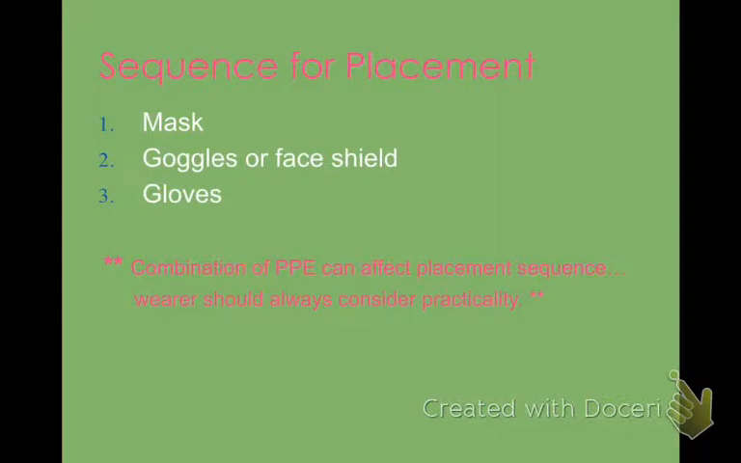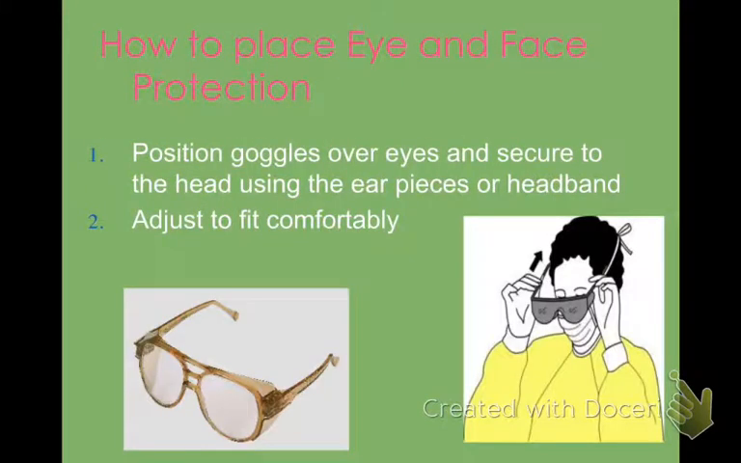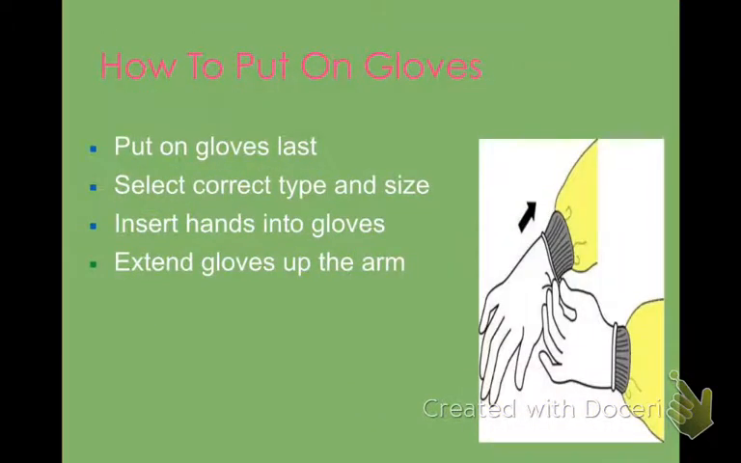So we've already talked about the sequence for placement. So you put your mask on, you fit your goggles on, and your gloves. Again, you decide what you need for the situation that you are in. If you think you just need gloves, then just put the gloves on. Again, we're all going to have masks on this year, so that you already have on. You don't necessarily need the goggles again unless it's a big spill. So we're going to move on. I'm going to teach you how to wear that mask, how to put the eye protection on, and then how to put the gloves on.